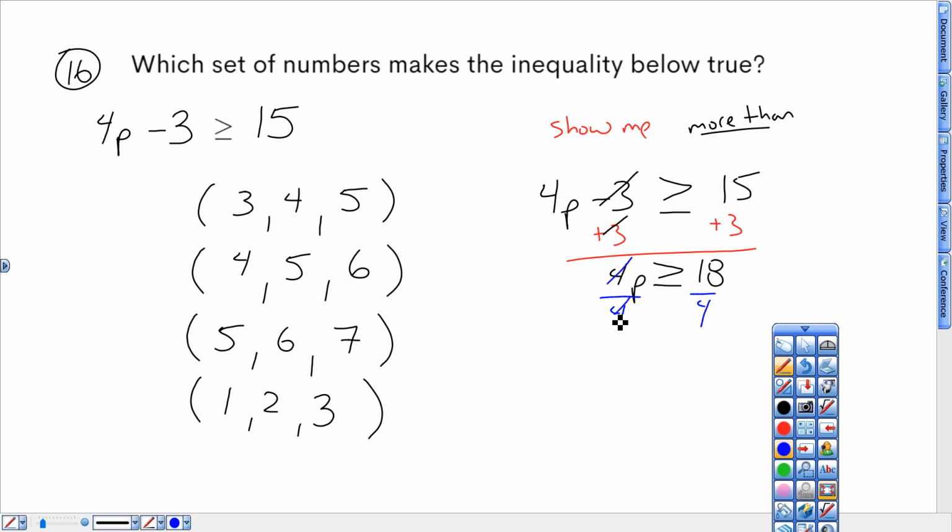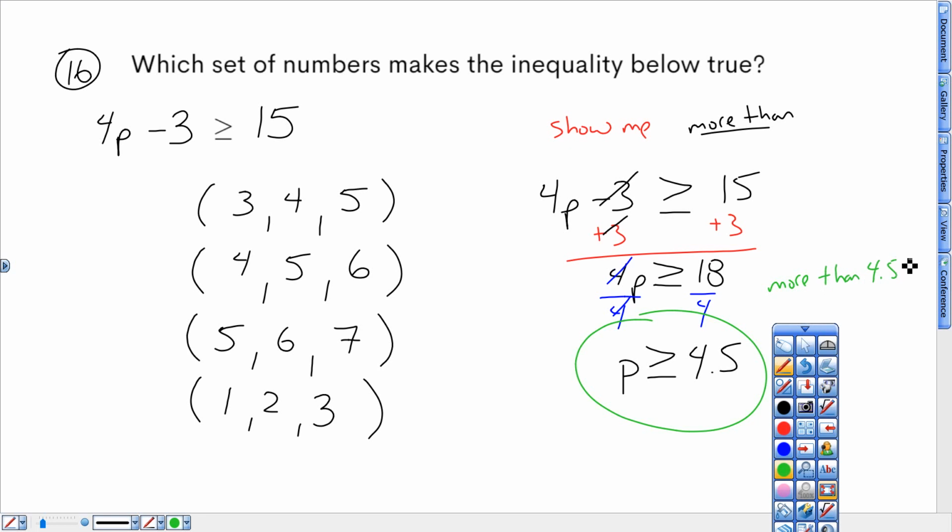And 18 divided by 4 gives me p has to be 3 numbers more than or equal to 4.5. More than or equal to 4.5. And again, if you don't know that, make a number line. See, 4, 5, 6, 7. Go to the left. You're looking for 3 numbers that are more than 4.5.